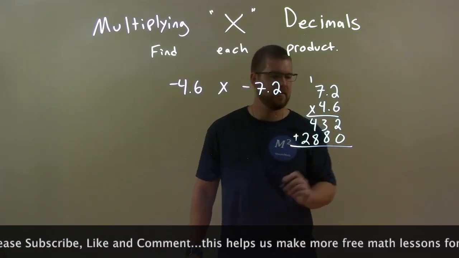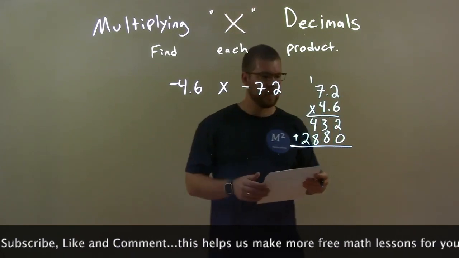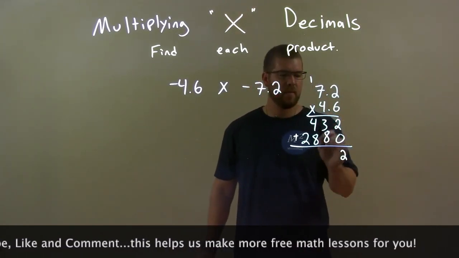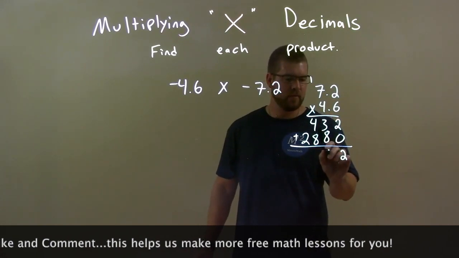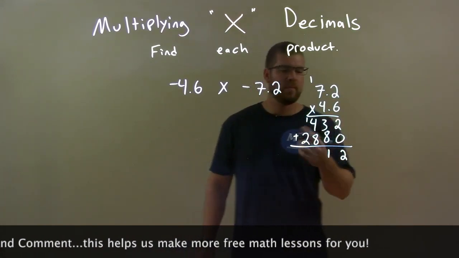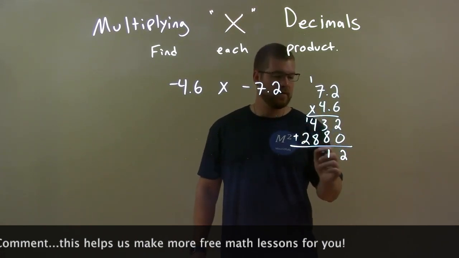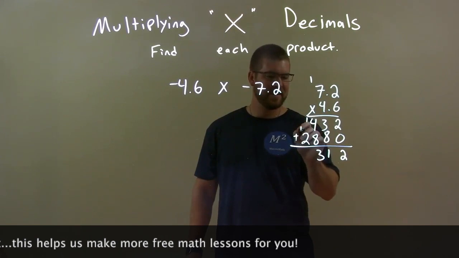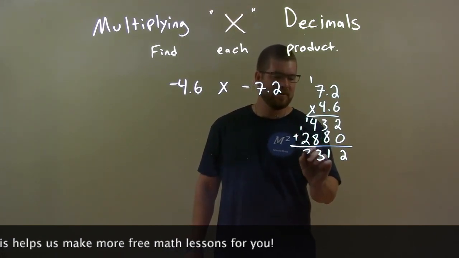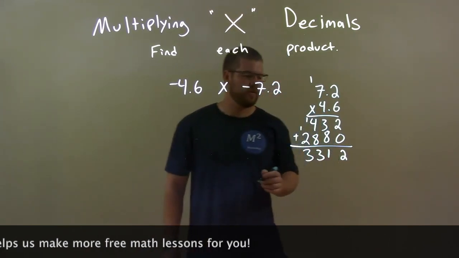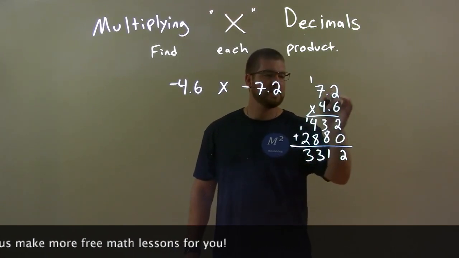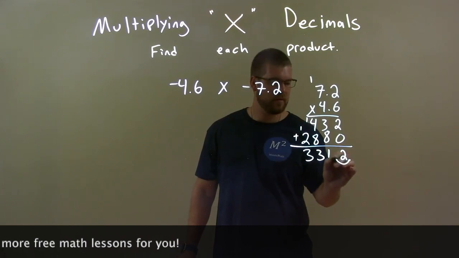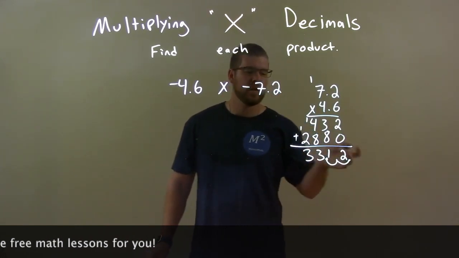Now we add these two numbers together, okay? 0 plus 2, or 2 plus 0 is 2. 8 plus 3 is 11. So we have 1, carry the 1. 8 plus 4 is 12, plus 1 is 13, right? Carry the 1. And then 1 plus 2 is 3. So now we have 3,312. But I had 2 decimal places, right? So I'm going to move that decimal place over 2 spots. 1, 2, right there.